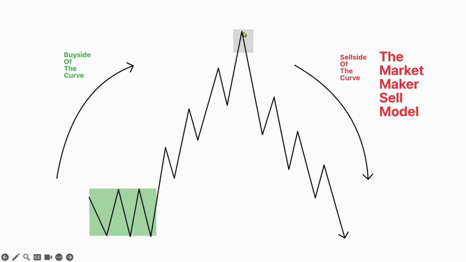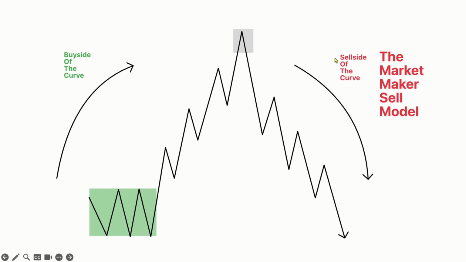This is where our smart money reversal takes place. The moment that our smart money reversal is confirmed, we can anticipate the market to draw lower, drawing towards sell side liquidity that has been engineered below all of the lows on the left side of the curve, on the buy side of the curve. Now let's think for a moment about why it's called sell side of the curve.